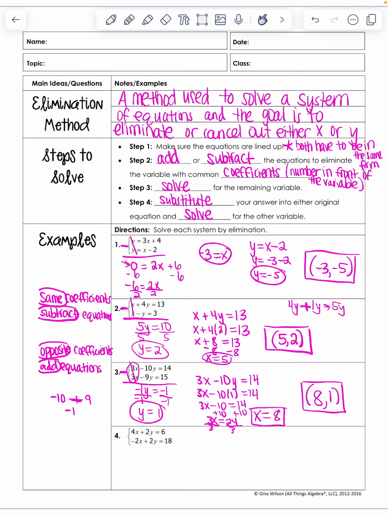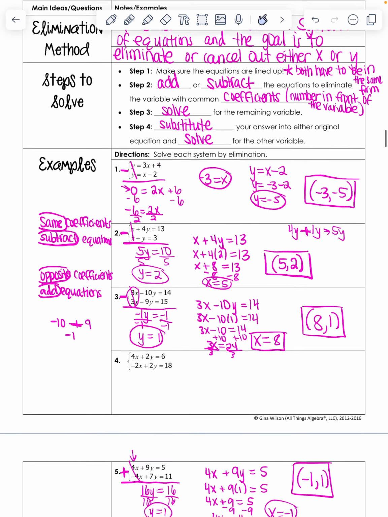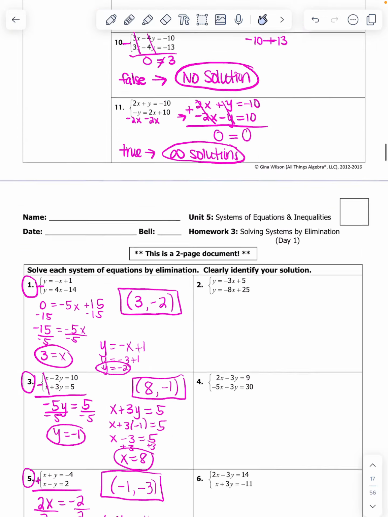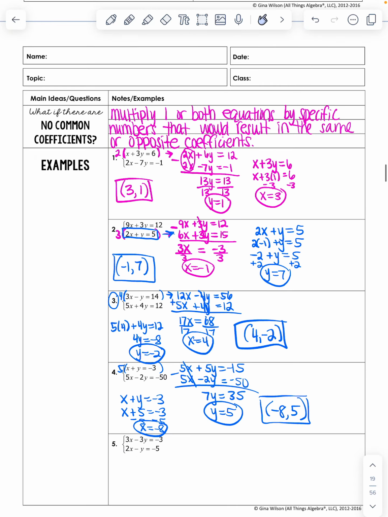We use this when the equations are lined up perfectly, and you can either add them or subtract them to eliminate either x or y. These started out pretty simple, with equations totally set up for elimination right off the bat by adding or subtracting them. Then we worked through what happens if there are no common coefficients, meaning you can't just add or subtract and have things eliminate right away. You have to multiply one or both equations by specific separate numbers so that the x's or y's end up being the same or opposites.